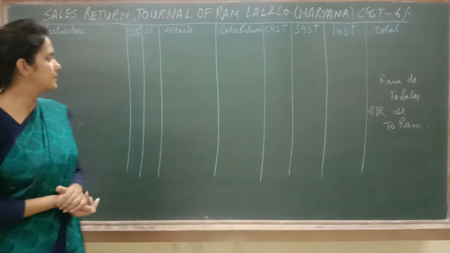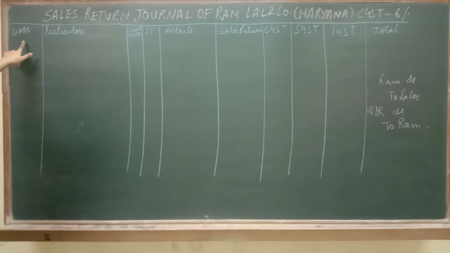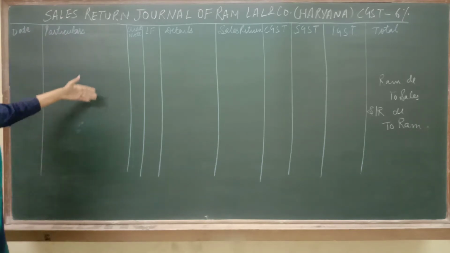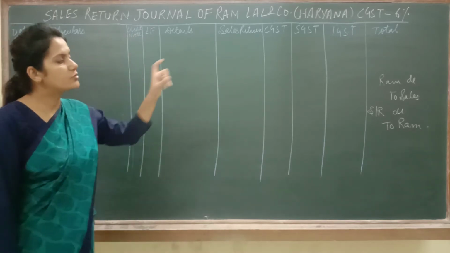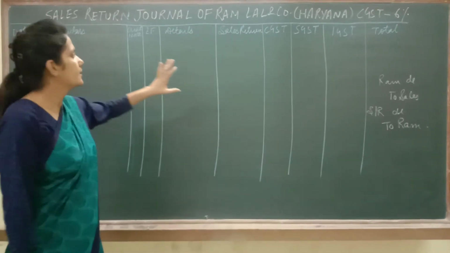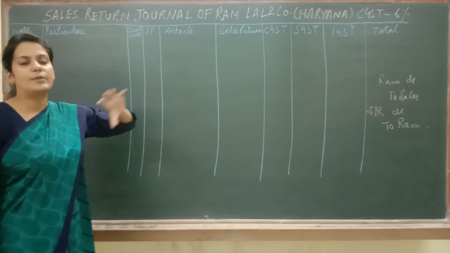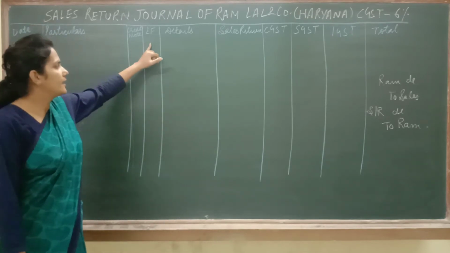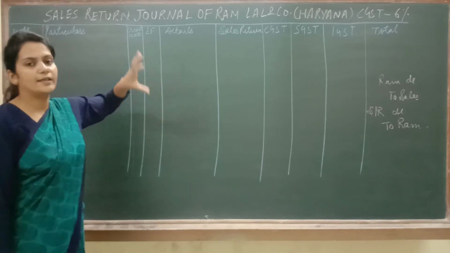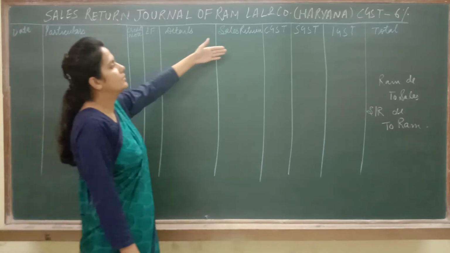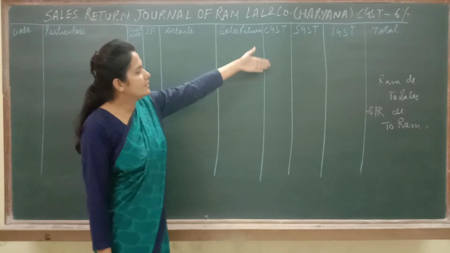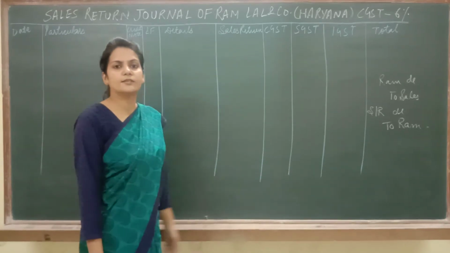Now just check the columns. Date is the date on which the goods have been returned by the debtors. Particulars means the details. Credit note number means the number of the document which I am going to give to my debtor, in which it will be mentioned that I am returning the goods. Ledger folio means the page number of the ledger book where you will find this entry. Then details, then the amount of sales return, CGST, SGST or IGST, and the total.